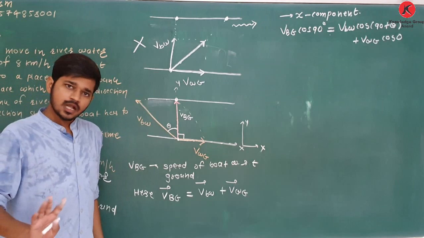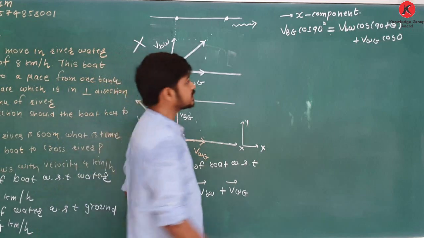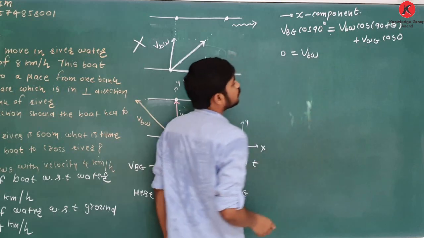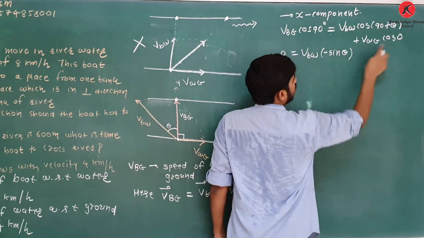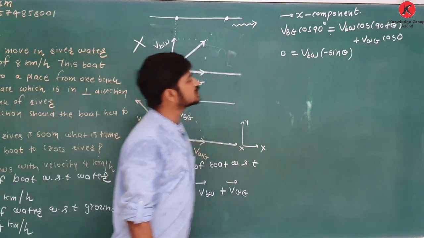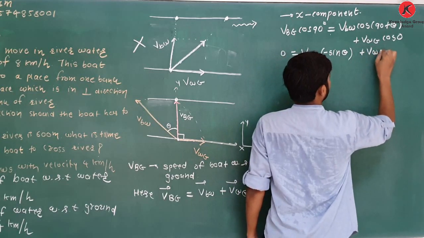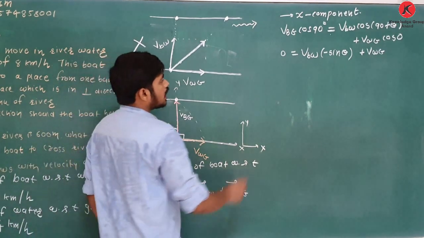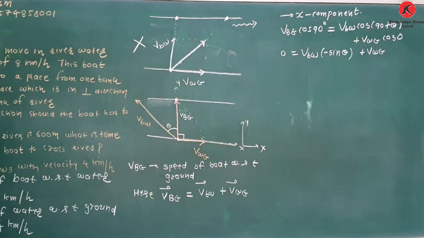Clear about this? How to write components? Now VBG cos 90. You know, students, what is the value of cos 90? Cos 90 is 0. So 0 is equal to VBW cos(90 plus theta), which means minus sin theta, so minus VBW sin theta, plus VWG cos 0. Cos 0 means 1. So it is only plus VWG. Clear about this? Now, how to put in values? You can write this equation this side. What is VBW? VBW is 8.